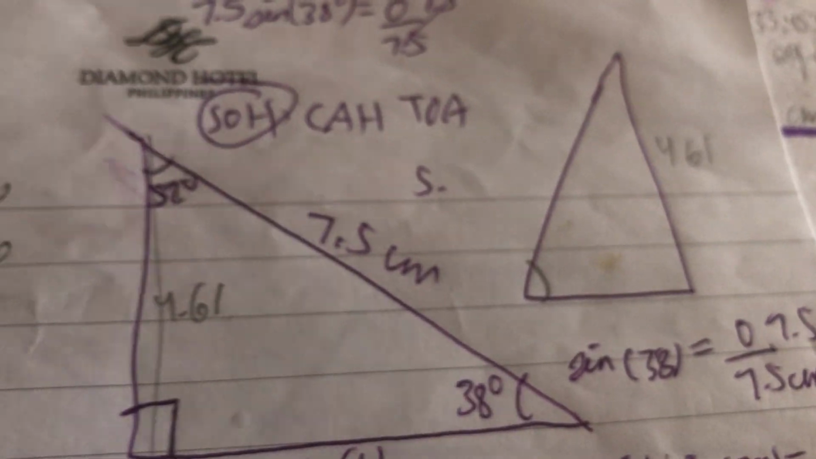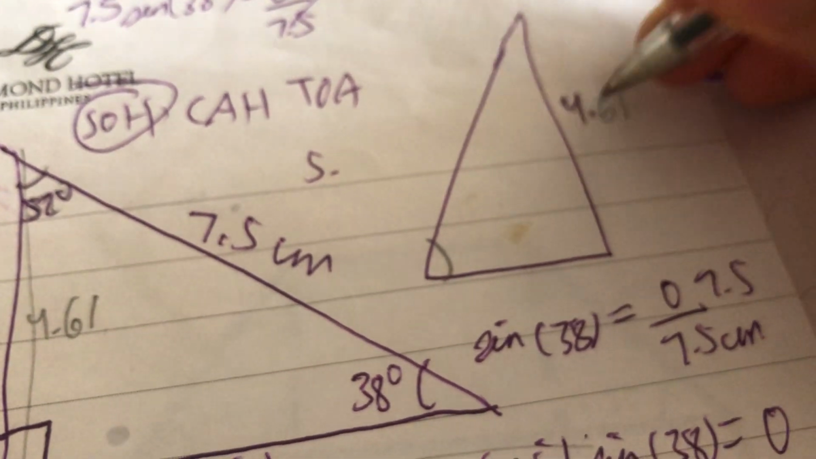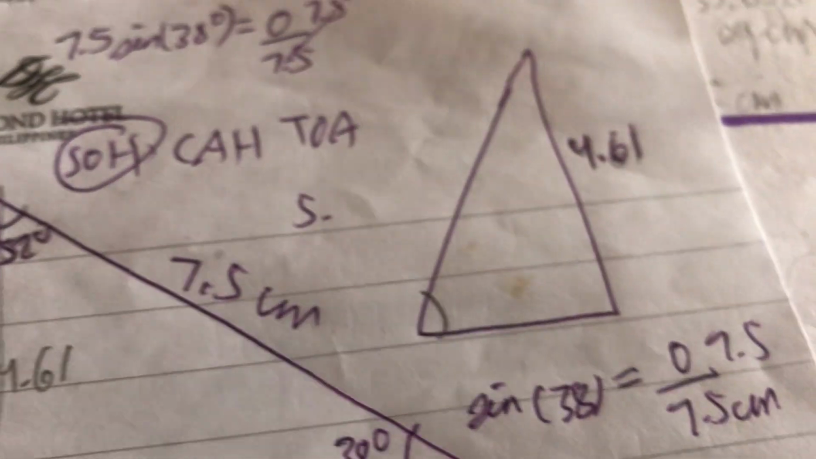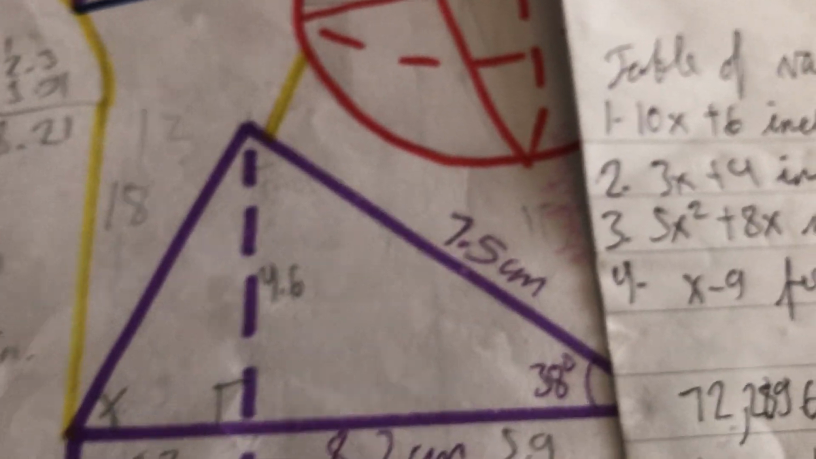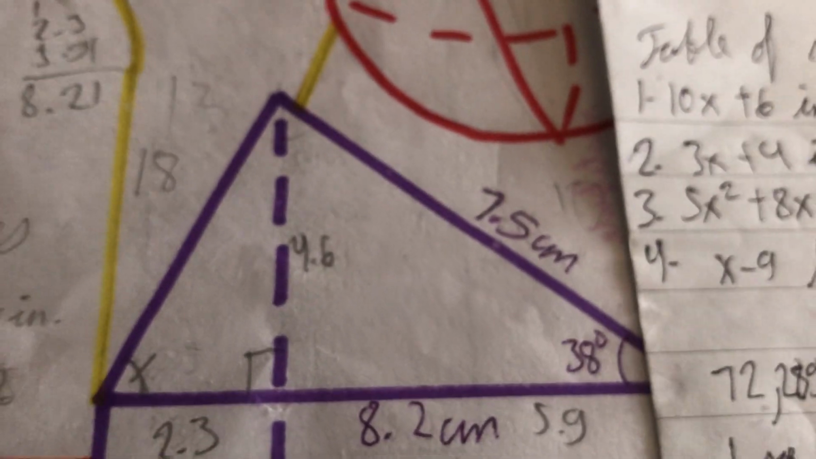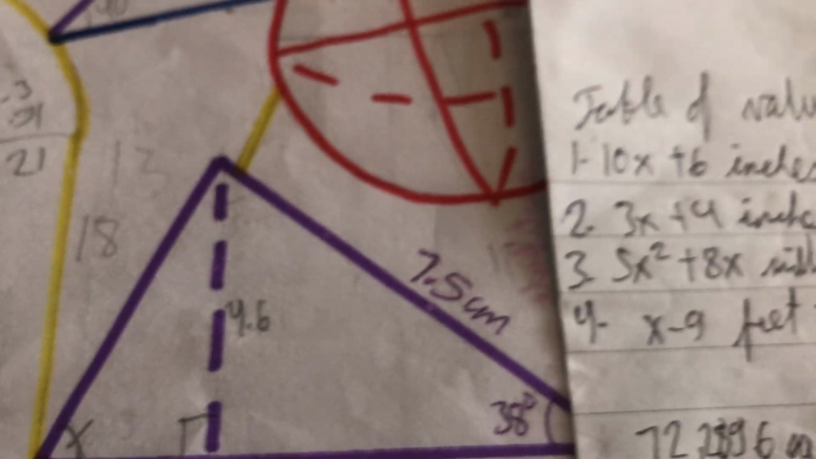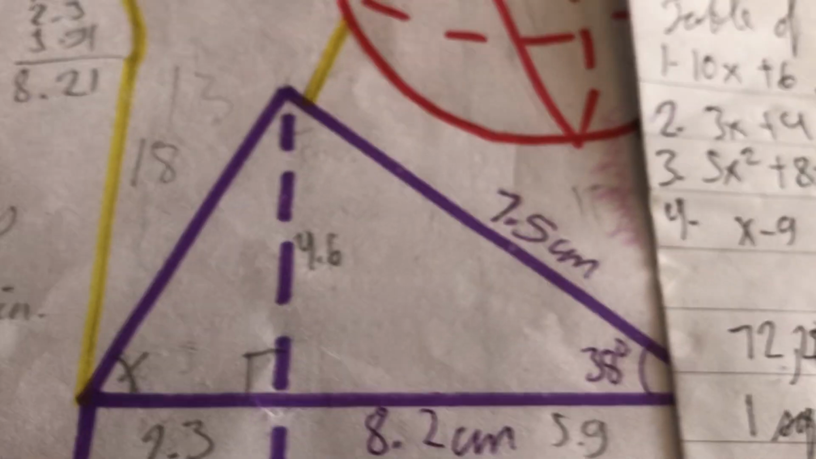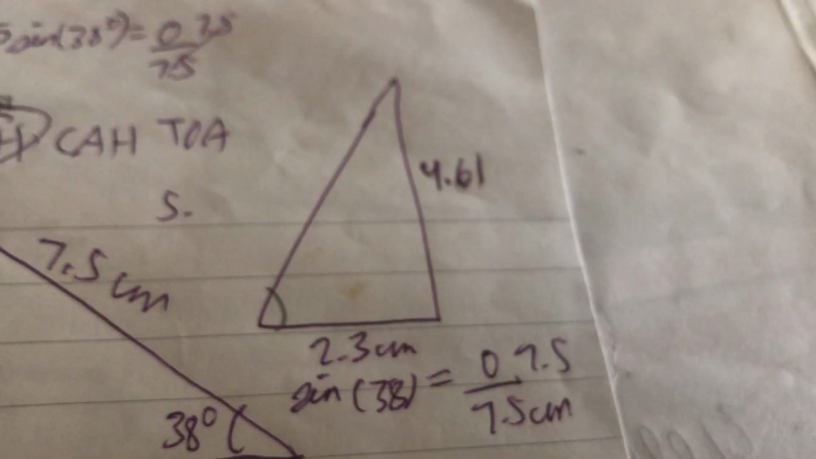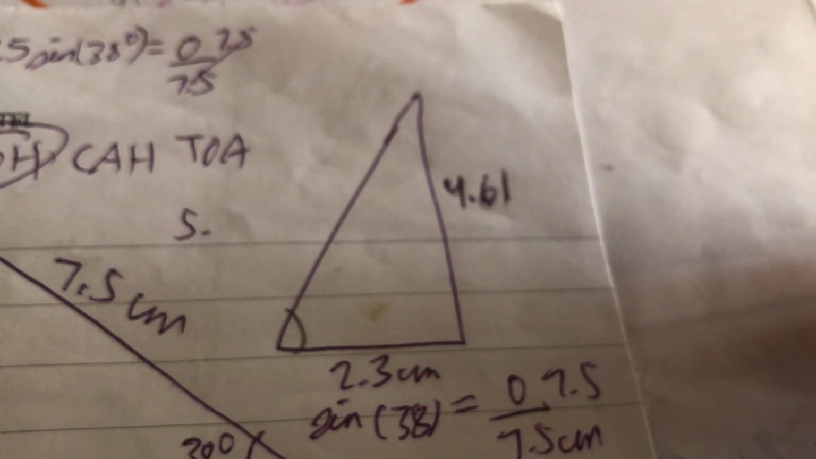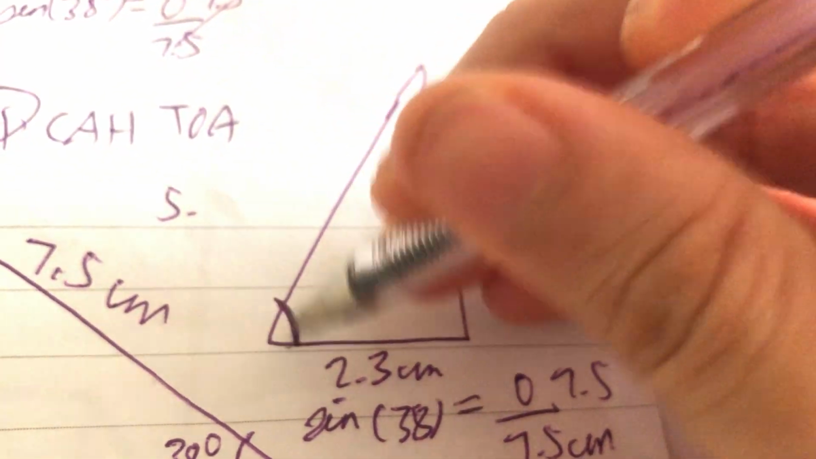does not only work when you are solving for the measure of a given line. It can also solve for the measure of a given angle based on the specifications. Like for instance, remember you have 4.6 and this is 2.3 cm. So this is the left side of the triangle. Now our goal is to solve for this angle.